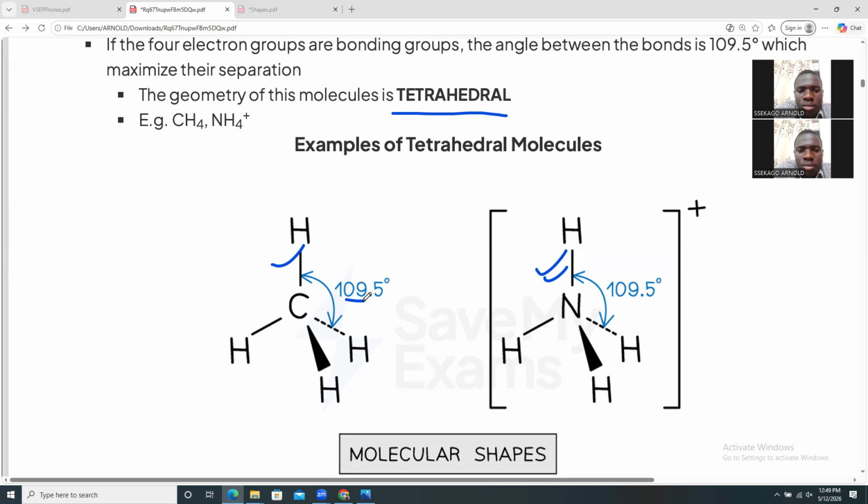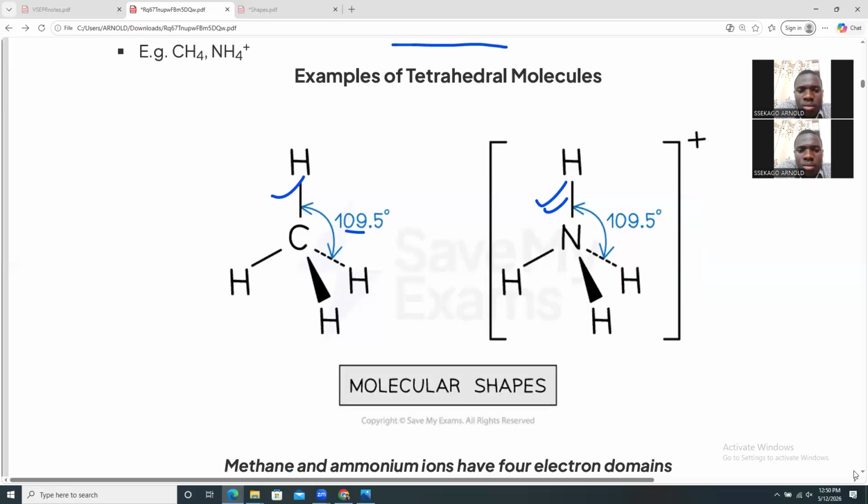If we say linear, that is 180. Trigonal planar, the one before, is 120. For tetrahedral, it is 109.5 degrees. These are standard values that have been investigated and identified using techniques like nuclear magnetic resonance, mass spectrometry, infrared spectroscopy, and X-ray diffraction. They are standard values.